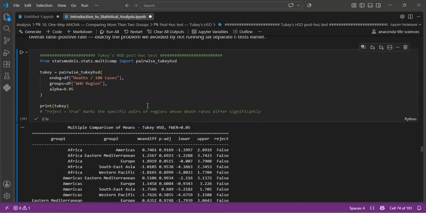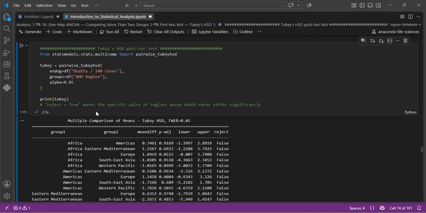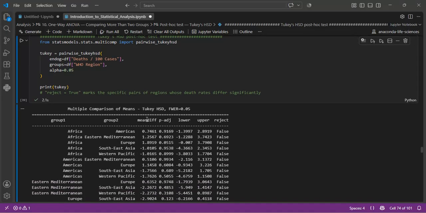So this is the output of the Tukey function, I mean pairwise function. And then how do we interpret this particular data? It says that under this reject column, if the reject value is true, it marks the pairs of regions whose death rate differ significantly.